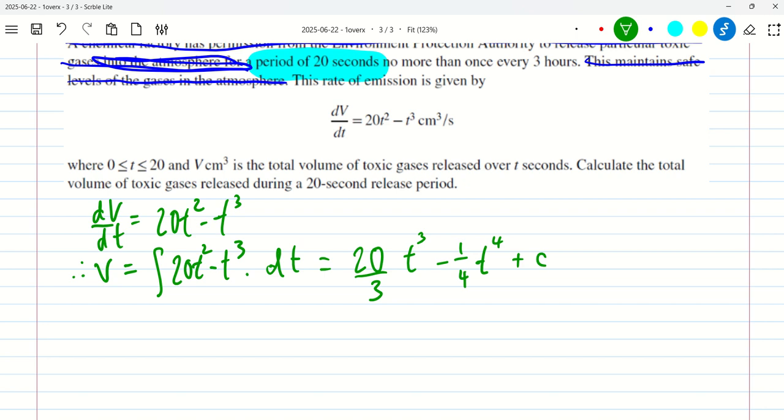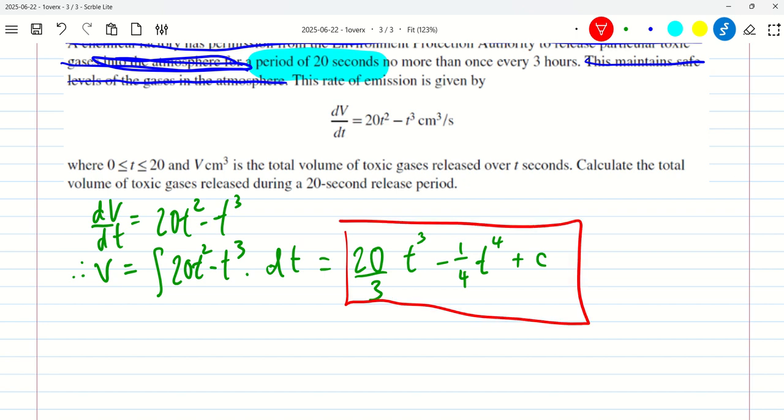Given that I've got that, I'm just going to put a box around it. That's my volume. Now I need to find the total volume of toxic gases released during a 20-second release period. So all I need to do is substitute t equal to 20 into this, and that'll be my answer.